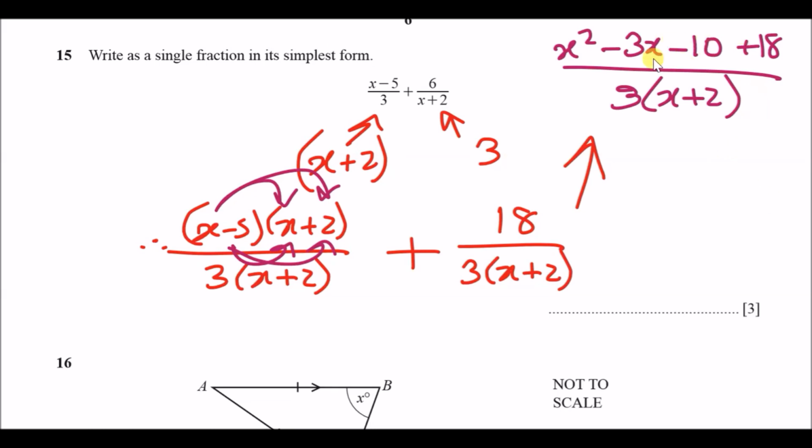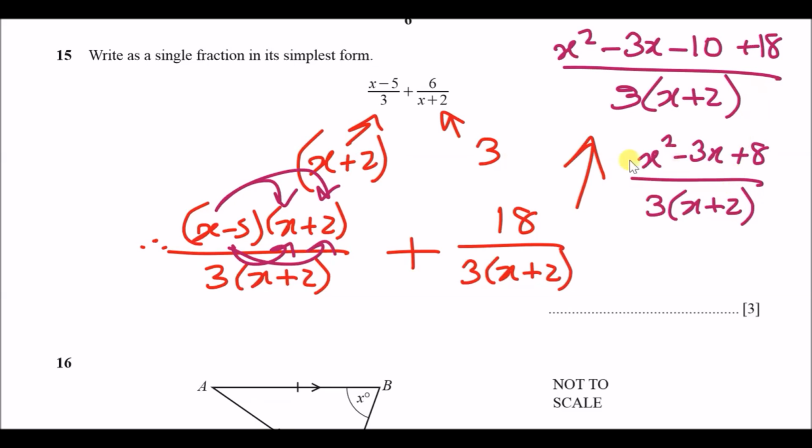Now we're going to see if we can simplify this further, yeah? So let's have a look. So we've got minus 10 plus 18. That breaks down to 8. So we're going to have x squared minus 3x plus 8 over 3 times x plus 2. Can we simplify this further? Let's see.